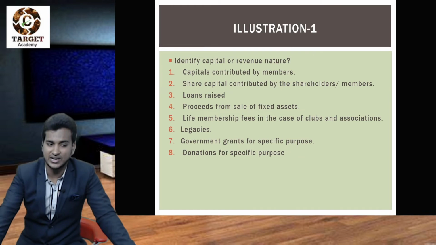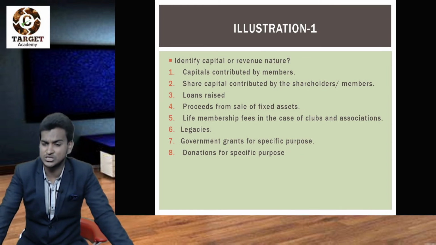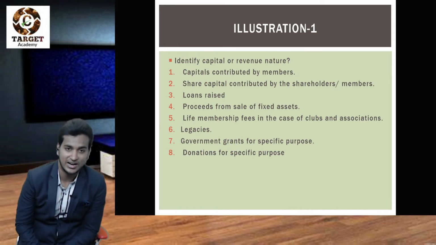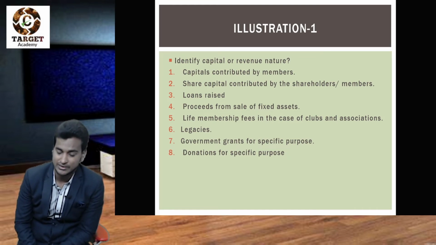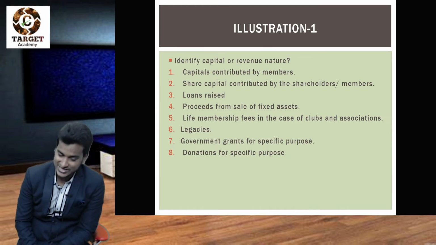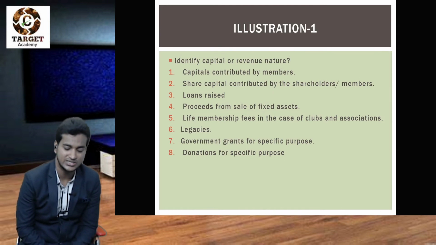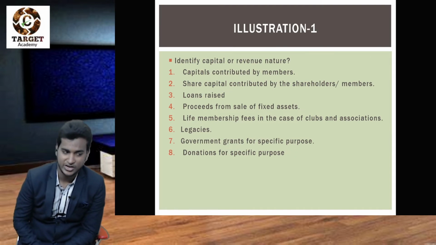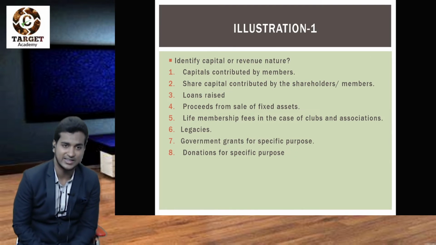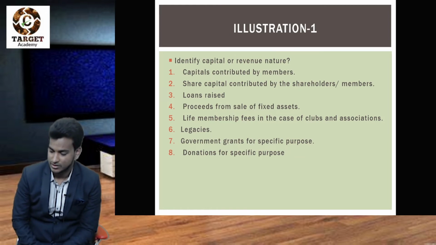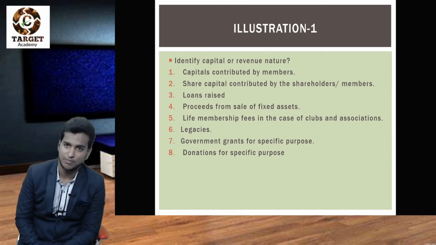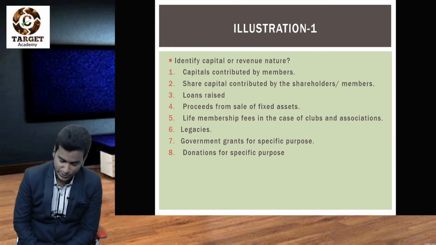Donations received for a general purpose are a revenue receipt, because we are receiving them, right? I repeat, note: donations received for a general purpose are a revenue receipt. Second one, donations received for a specific purpose are a capital receipt. Next one, donations given for a general purpose are a revenue expenditure.